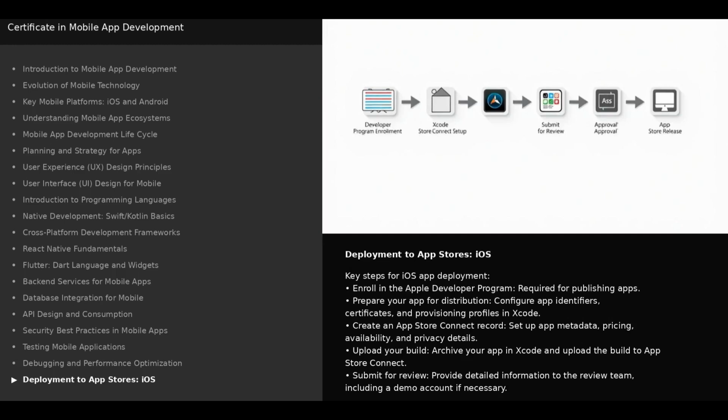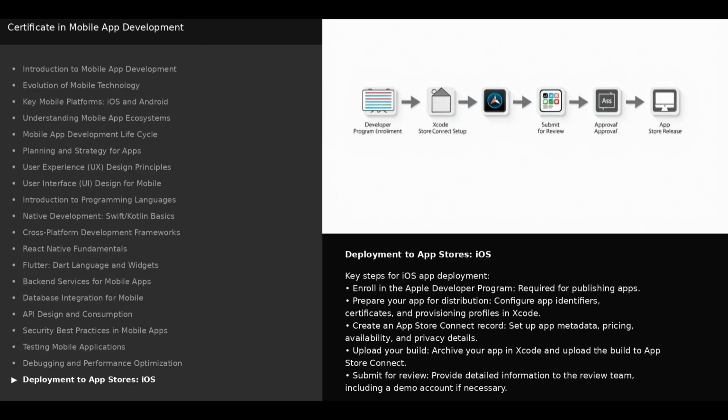Key steps for iOS app deployment. Enroll in the Apple Developer Program, required for publishing apps. Prepare your app for distribution. Configure app identifiers, certificates, and provisioning profiles in Xcode. Create an App Store Connect record. Set up app metadata, pricing, availability, and privacy details.